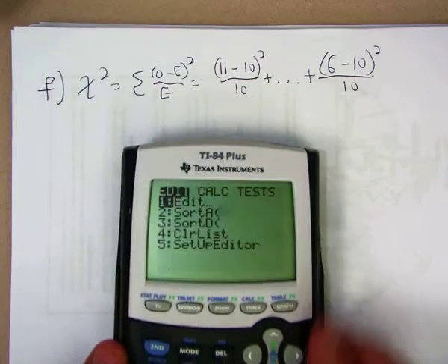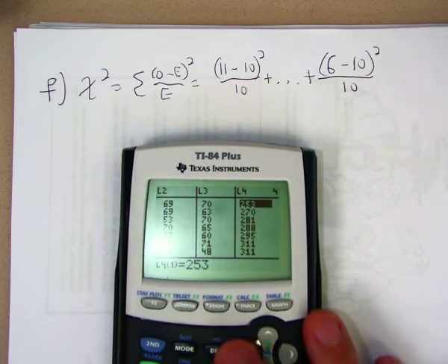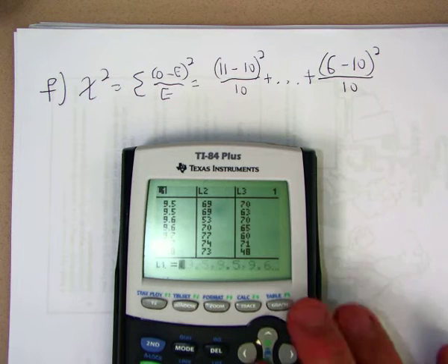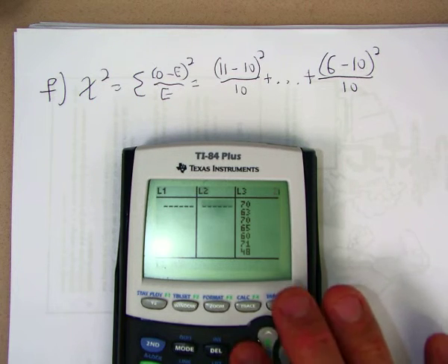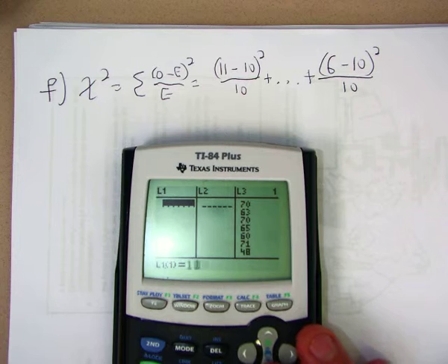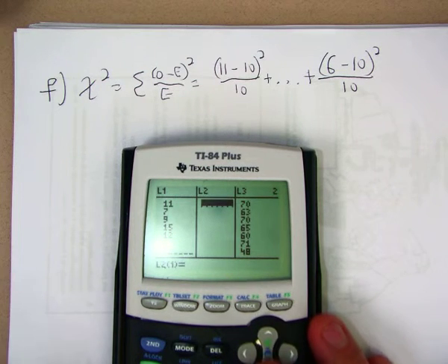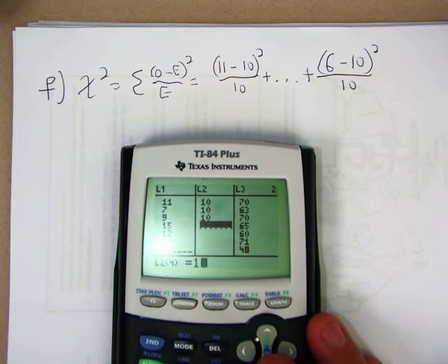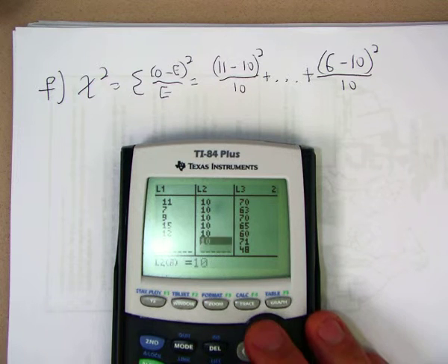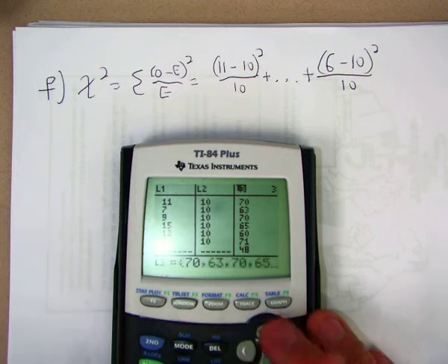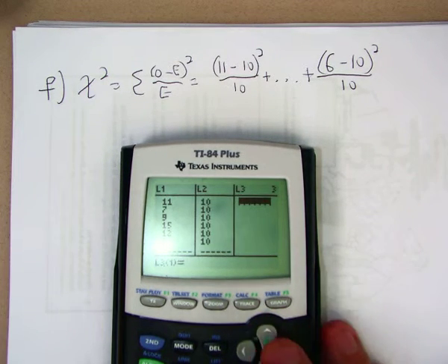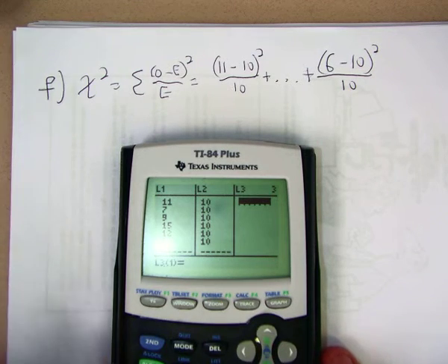So we're going to go to the calculator, and so we have 11, 7, 9, 15, 12, and 6. And then over here, each of these is 10. Okay, I'm just going to clear that up. All right, so those are your 2 lists, L1 and L2.